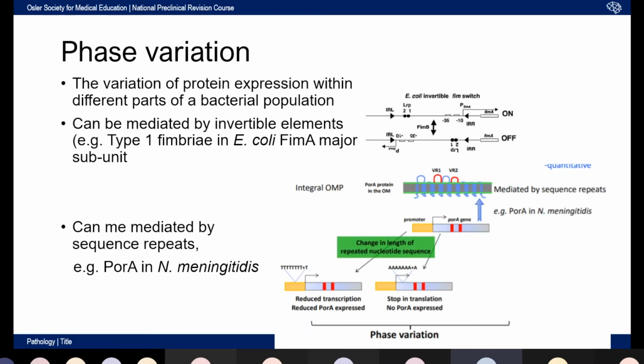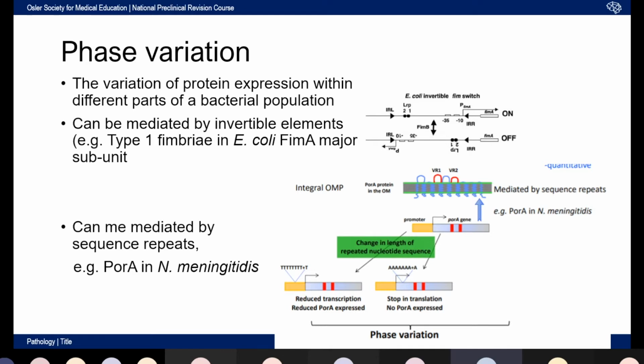Phase variation is the variation of protein expression within different parts of a bacterial population. A gene can be switched on or off, or can be expressed to a different amount in certain cells. There are a few different ways it can be mediated. It can be by invertible elements, for example the type 1 fimbriae in E. coli, FimA major subunit. By inverting the region of DNA that encodes this, it can determine whether the protein's expression is turned on or off.